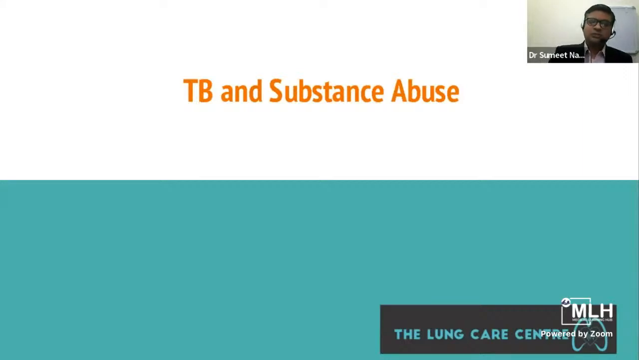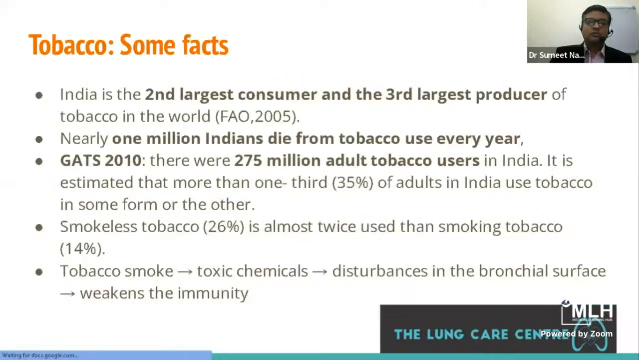Substance abuse is another common issue with tuberculosis patients. Most commonly used is tobacco. India is the second largest consumer and third largest producer of tobacco in the world. Nearly 1 million Indians die from tobacco use every year. It can be because of cancer, COPD, or any other disease.